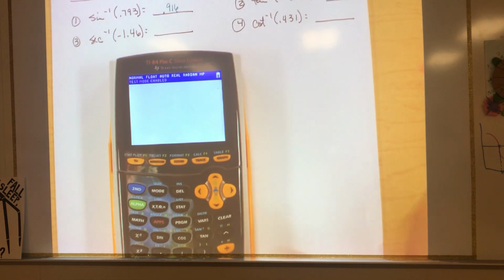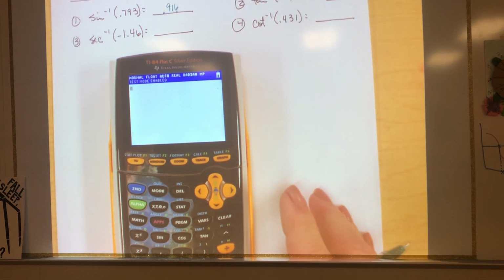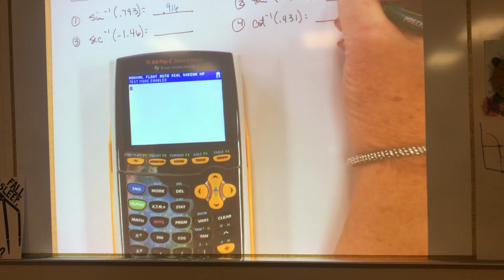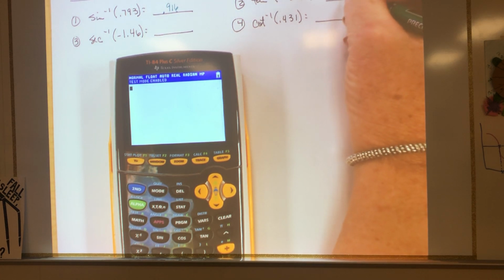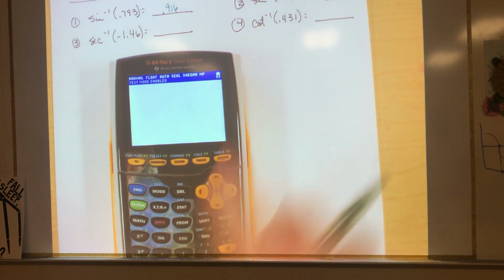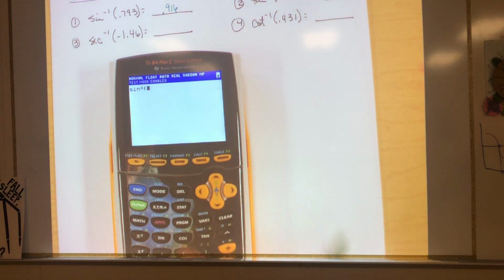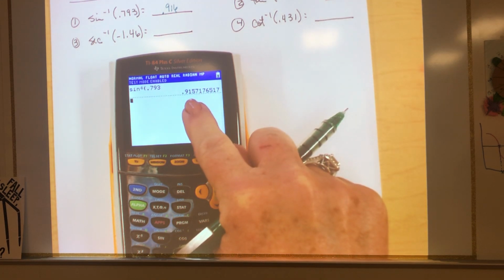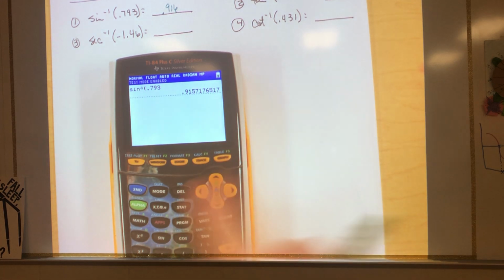So here's what I'm saying, guys. If they don't tell you, what are they expecting? Radians, okay? Obviously, since it said round to three decimal places, I know I'm gonna use my calculator, okay? This one, what'd you get? Very good. Okay, so on this one, you went second and sine of 0.793. There's my answer. I rounded it off to three decimal places. Seven was bigger than five, so I rounded the five up one.